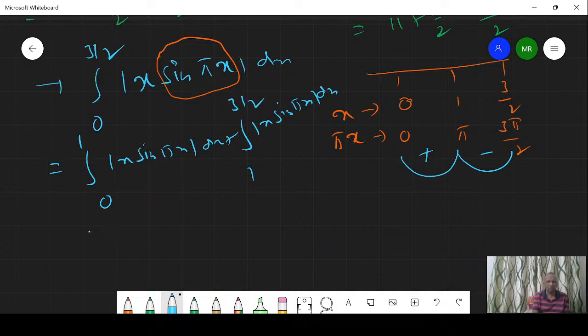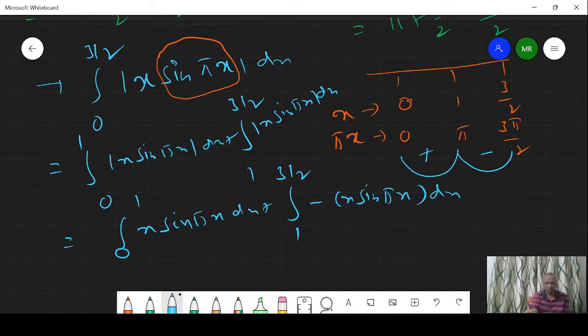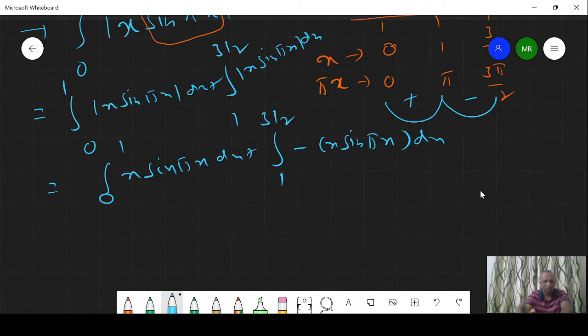This is positive here. So then I can write the integral from 0 to 1 of x sin πx dx, plus the integral from 1 to 3/2. This will be negative, so I can write minus x sin πx dx. It comes like this. Now I should use integration by parts here.